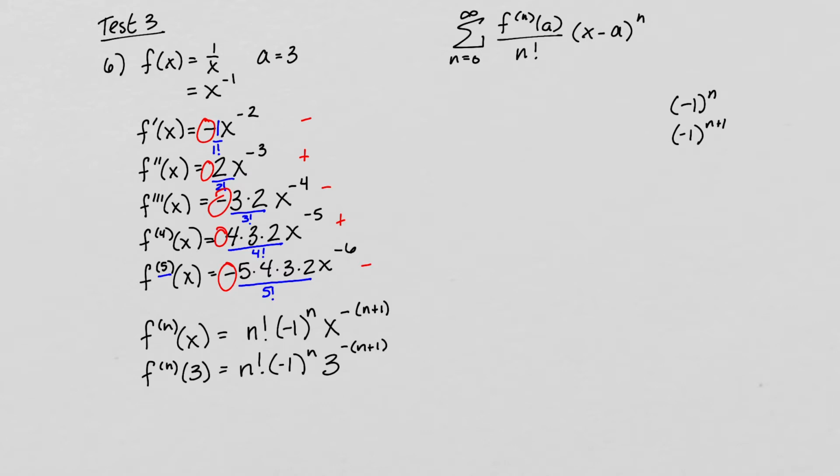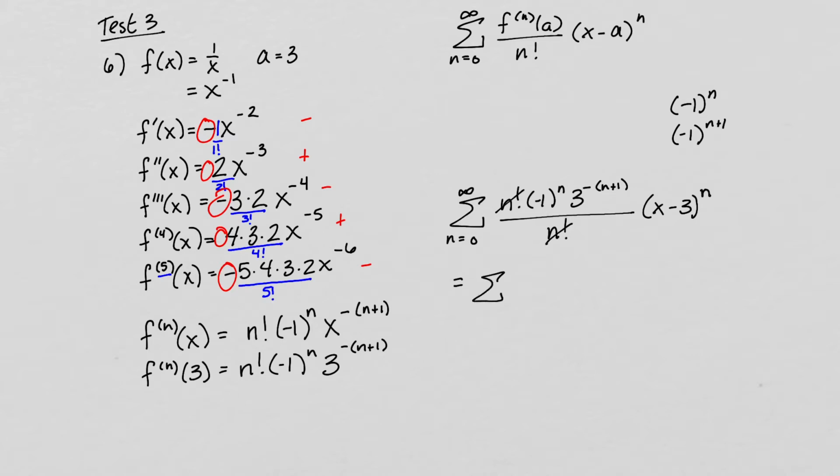And then all I'm going to do is plug this in. So we've got the summation n equals 0 to infinity of n factorial, negative 1 to the n, 3 to the negative n plus 1, over n factorial, x minus 3 to the n. Oops. And in this case, the n factorials would cancel. So really, we have n equals 0 to infinity, negative 1 to the n, 3 to the negative n plus 1, x minus 3 to the n.